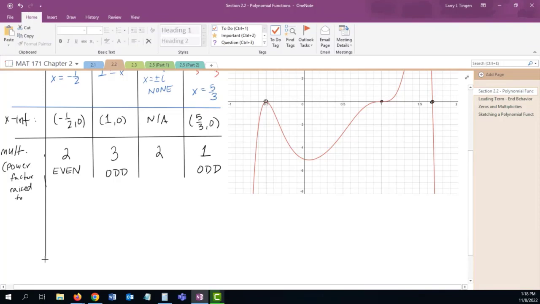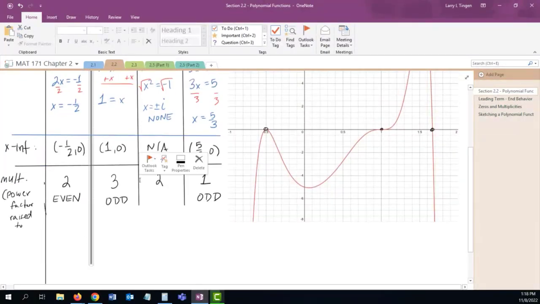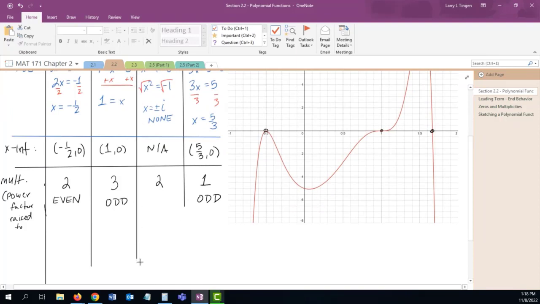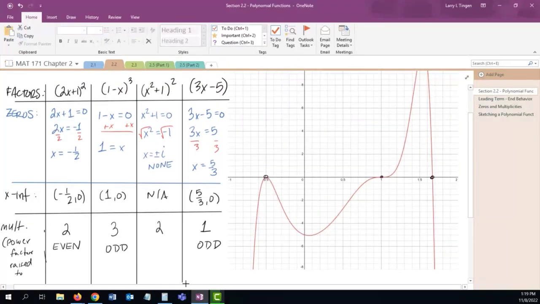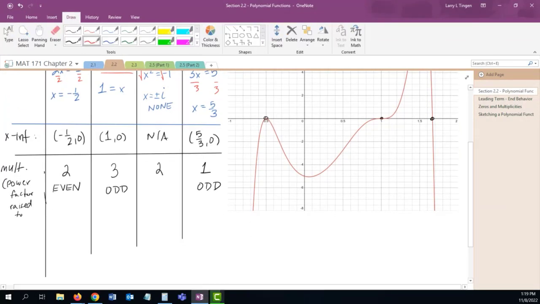All right. So since I have, just drag this down even slower. All right, so whenever I have a power that is even, my behavior is going to be to touch. Whenever the power is odd, my behavior is going to be to cross. All right.